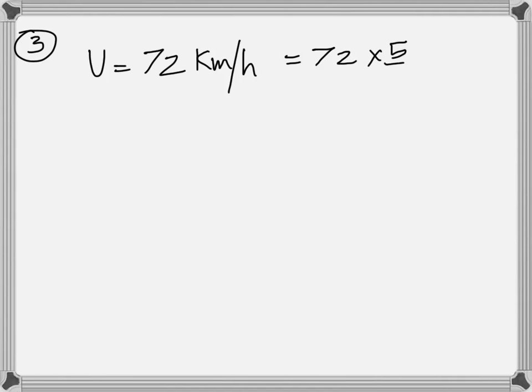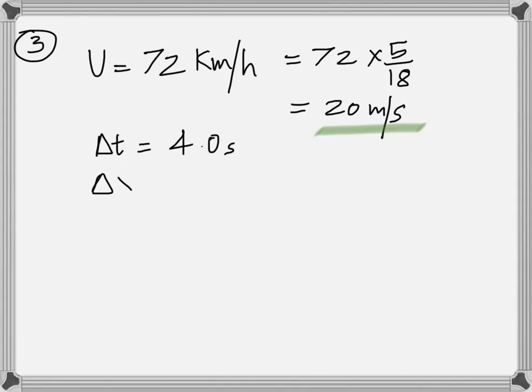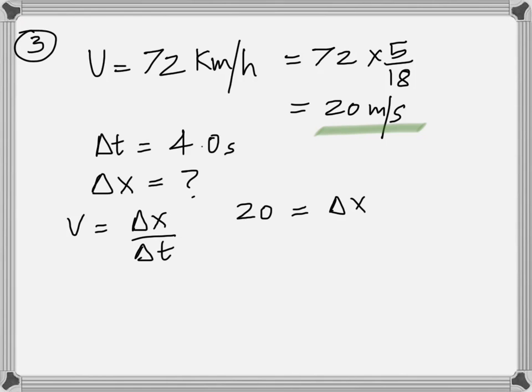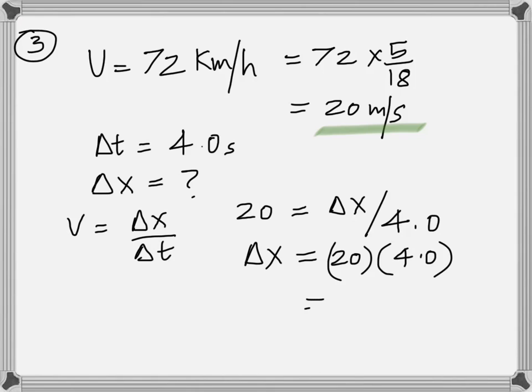You change it into meters per second, multiplying by 5, dividing by 18, and you get it as 20 meters per second. And time is 4 seconds. Displacement is just the product of the two, because when you rearrange, displacement is going to be 20 times 4.0, that's 80 meters. In just 4 seconds you've traveled 80 meters, which is a big distance.